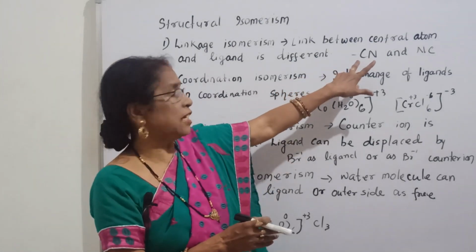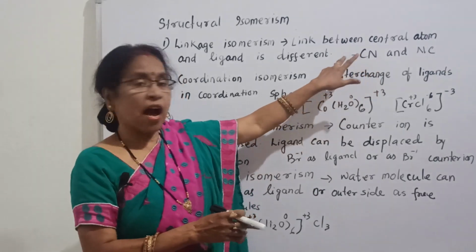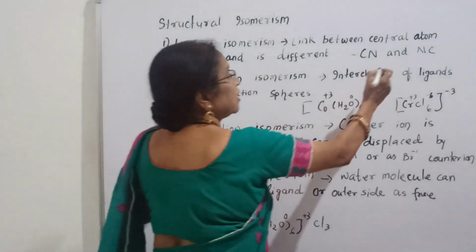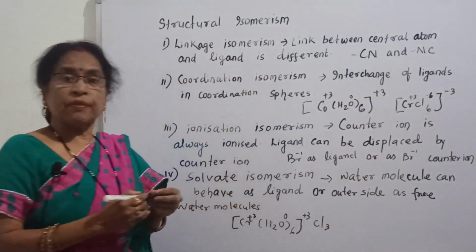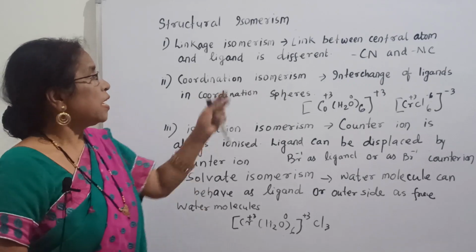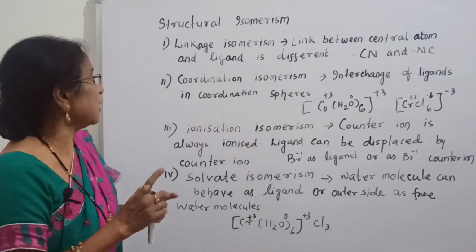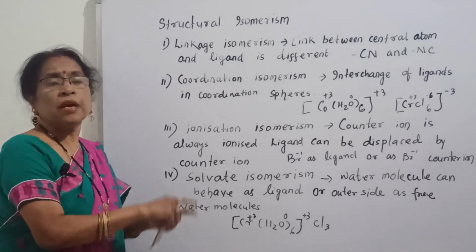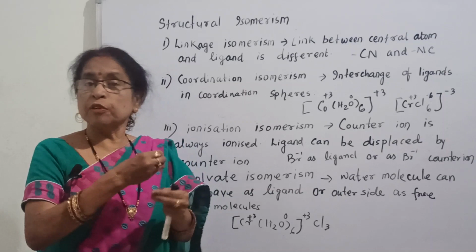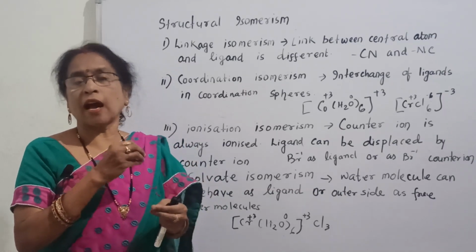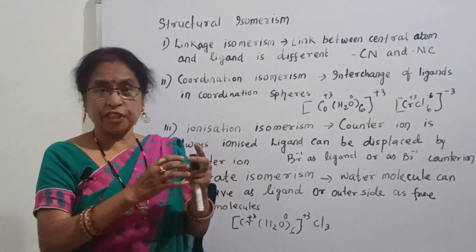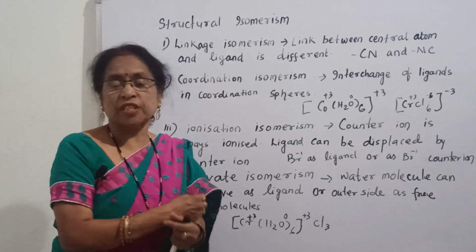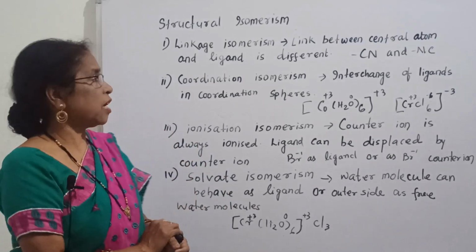Just for example, C and cyano. If C is attached, that is called cyano. If N is attached here, then isocyano. If C is attached then cyano. Again see, linkage isomerism means the link between the central metal atom and your ligand is different, through a specific atom. For example, if C is attached, then it is called cyano. If N is attached to the central metal atom, then it is called isocyano.